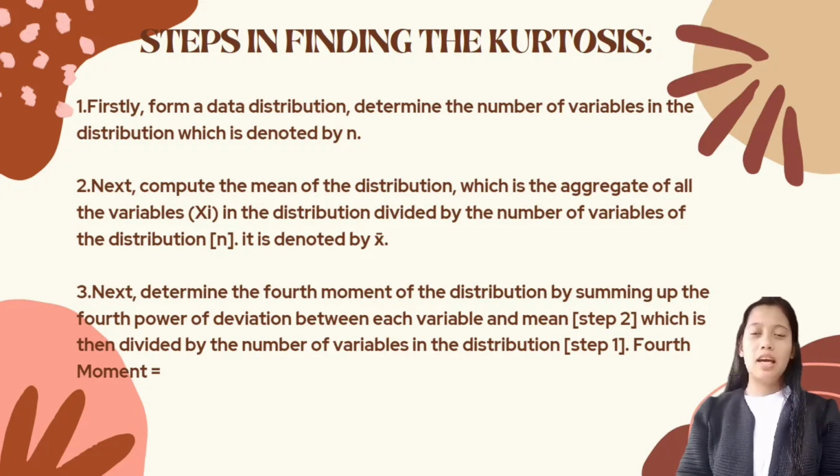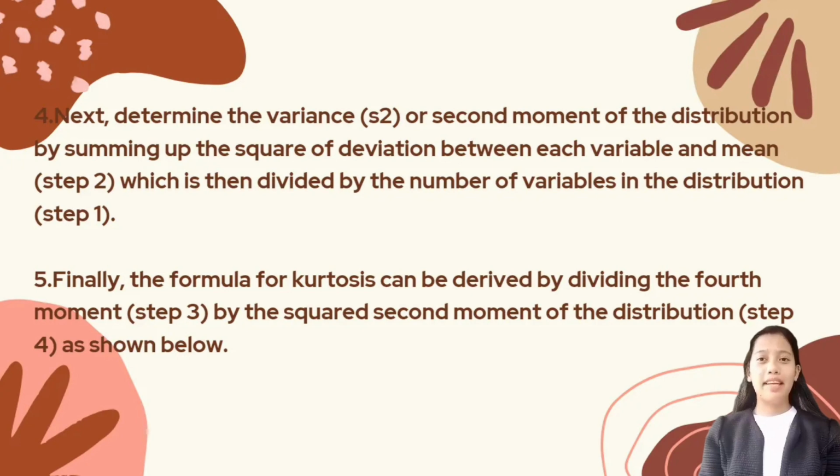In step 3, determine the fourth moment of the distribution by summing up the fourth power of the deviation between each variable and the mean. In step 4, determine the variance or second moment of the distribution by summing up the square of the deviation between each variable and the mean from step 2, and then dividing by the number of variables in the distribution. Lastly, the formula for kurtosis can be derived by dividing the fourth moment from step 3 by the squared second moment of the distribution from step 4, as shown below.